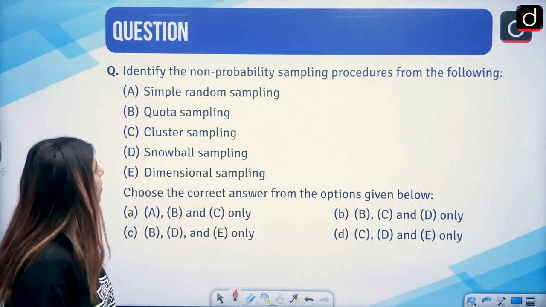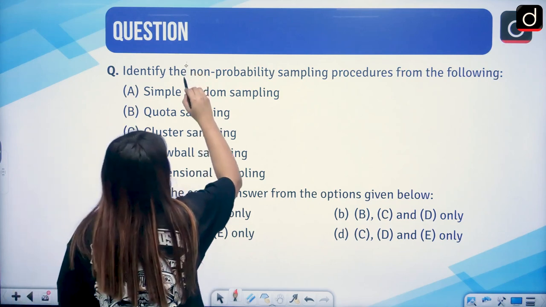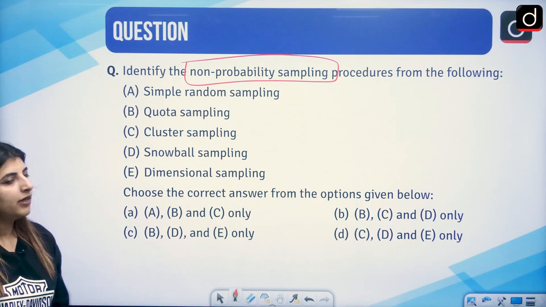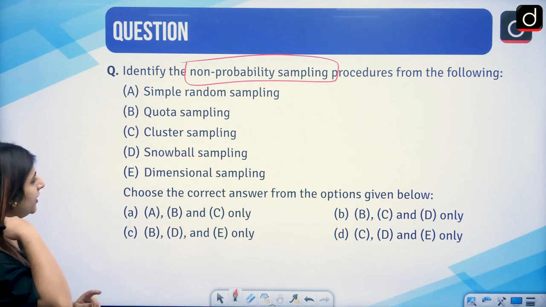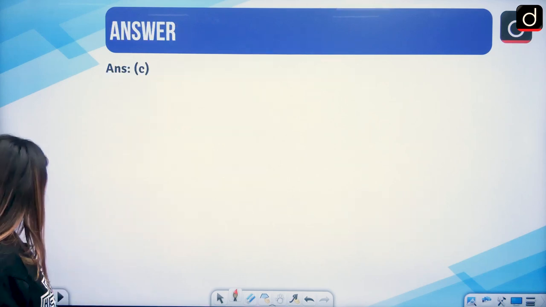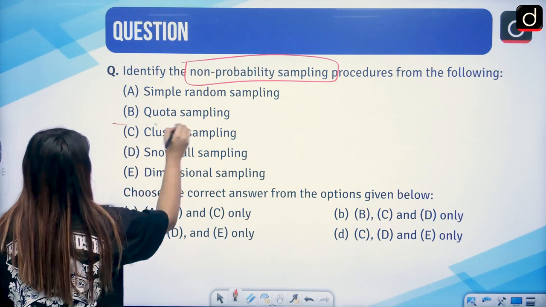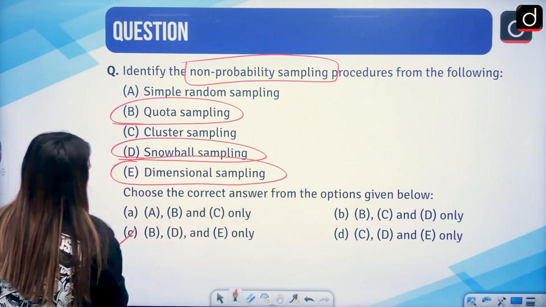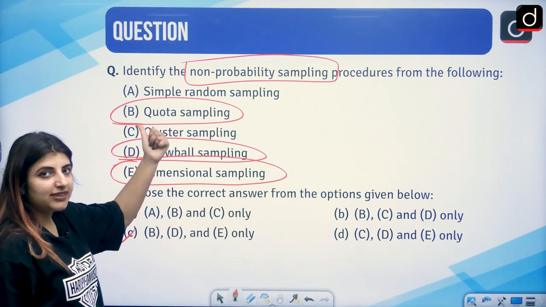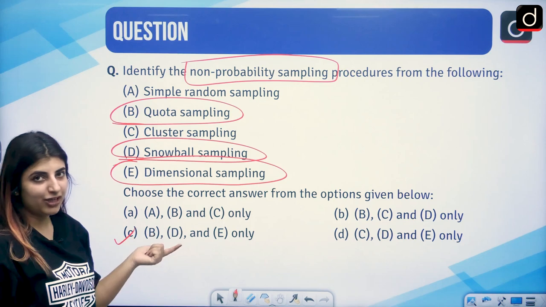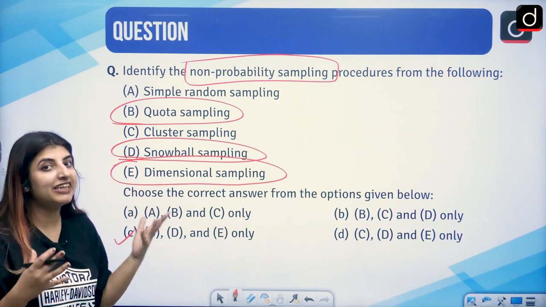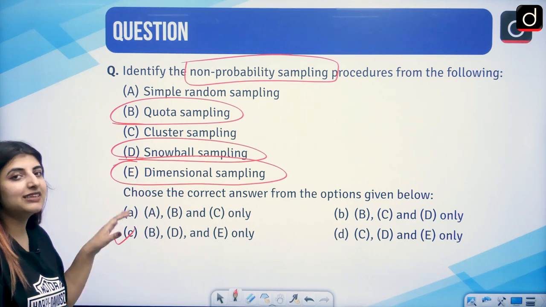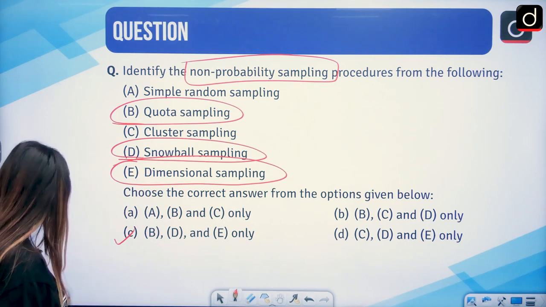Certain questions for you all. Identify the non-probability sampling procedures from the following. The answer to this question is option C, that is B, quota sampling, D and E. Quota sampling we did just now, snowball we did just now, and dimensional or multidimensional, that is a subtype of what? Quota sampling only, that is a non-probability sampling technique.